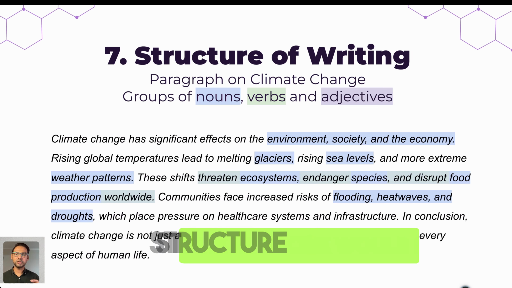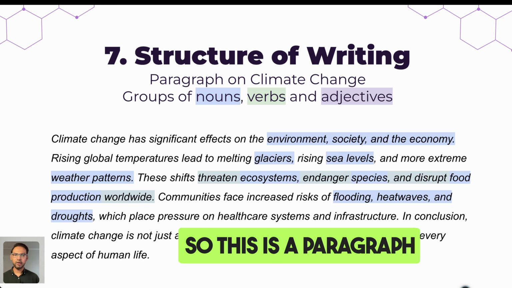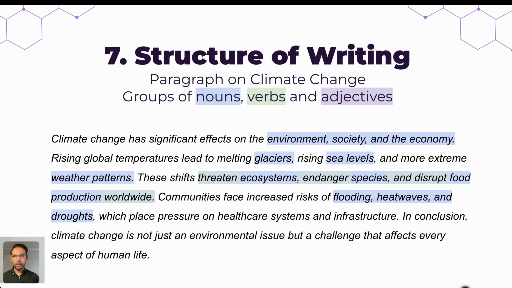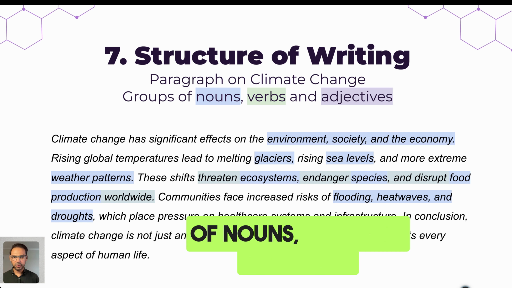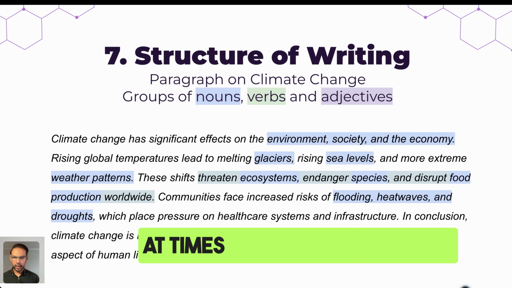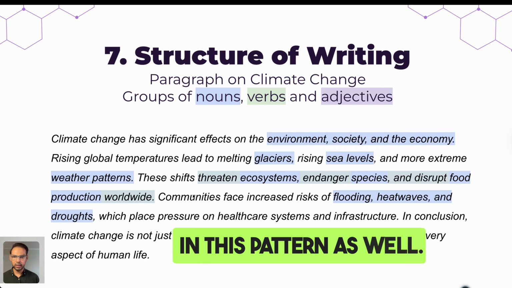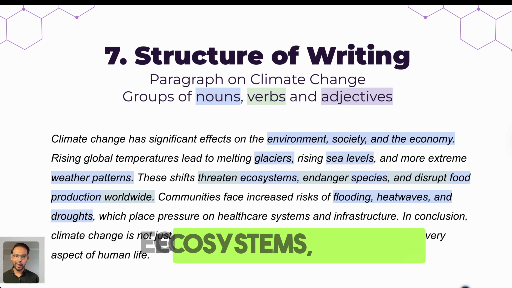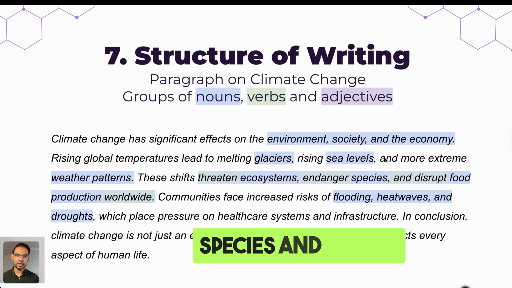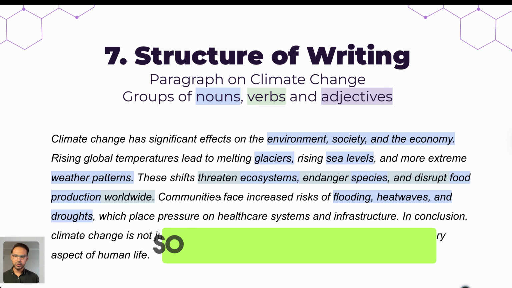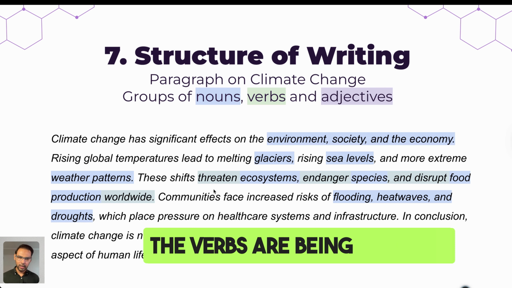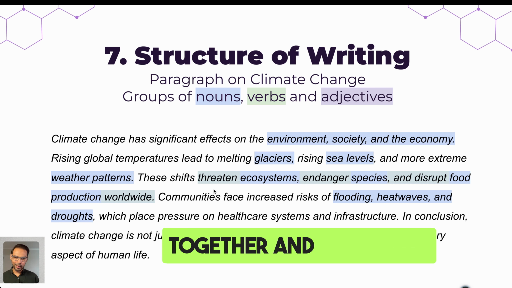So the next one would be structure of writing. So this is a paragraph on climate change, and you can see the structure looks at grouping of nouns, verbs, and adjectives at times. And you can clearly see how the nouns are being grouped together. And sometimes what happens is it comes in this pattern as well. So these shifts threaten ecosystems, endanger species, and disrupt food production worldwide. So here you can see that the verbs are being grouped together and nouns are grouped together as well. And at times you'll see that adjectives are grouped together as well to describe.